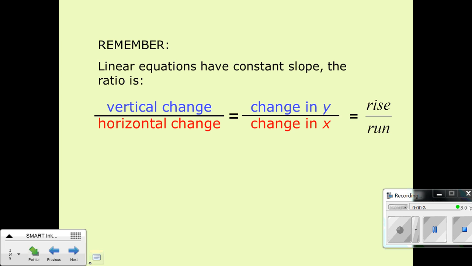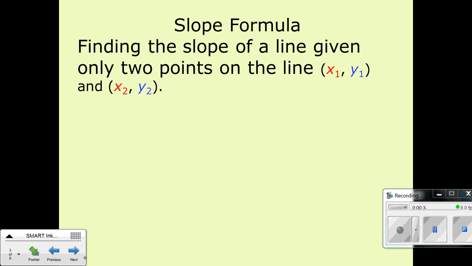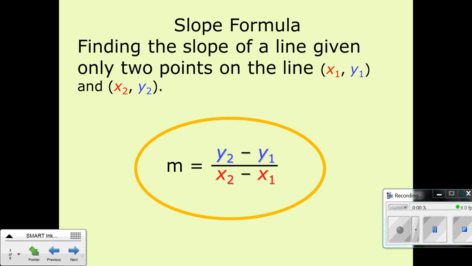Remember from before, we always look at the change in y over the change in x, and that will be helpful when doing the slope formula as well. The slope formula, when you're finding a slope given those 2 points, is m equals y2 minus y1 over x2 minus x1. You're finding the difference in the y on the top and the difference of the x in the denominator.